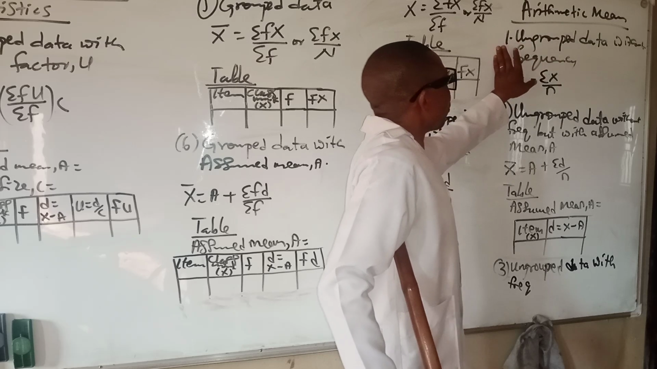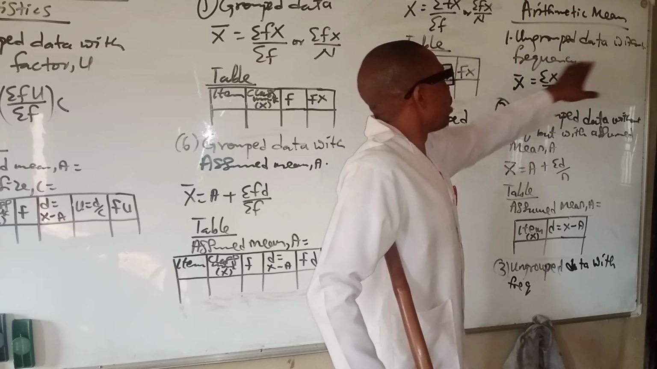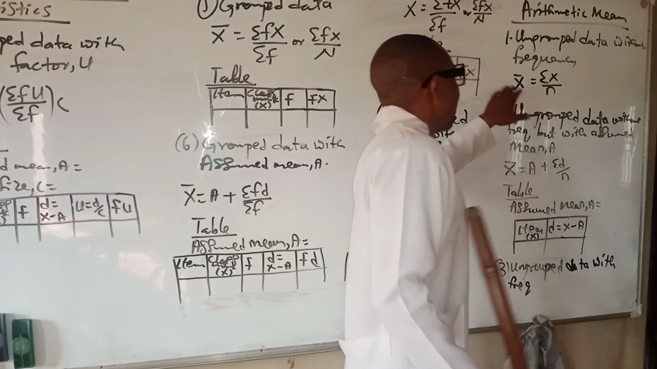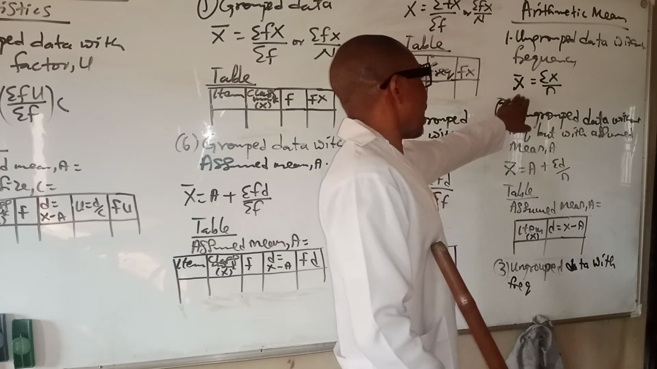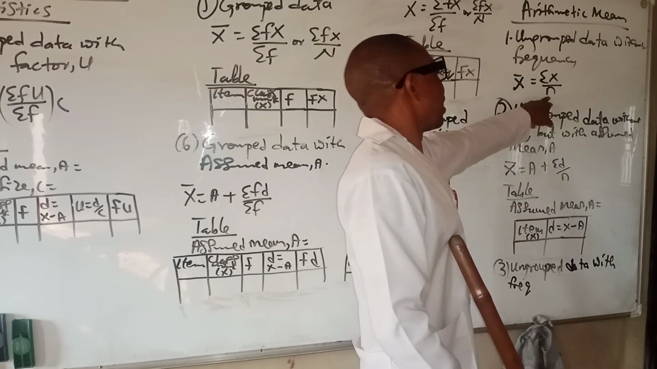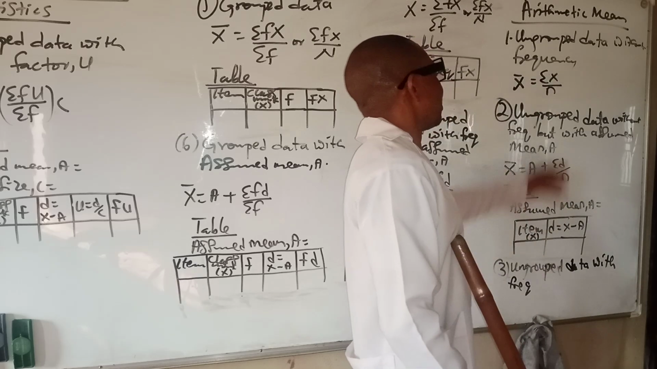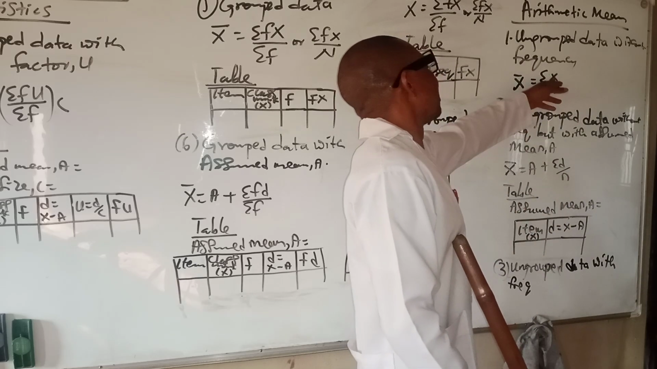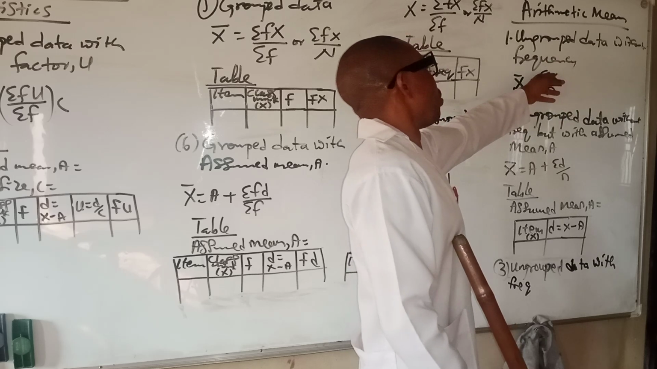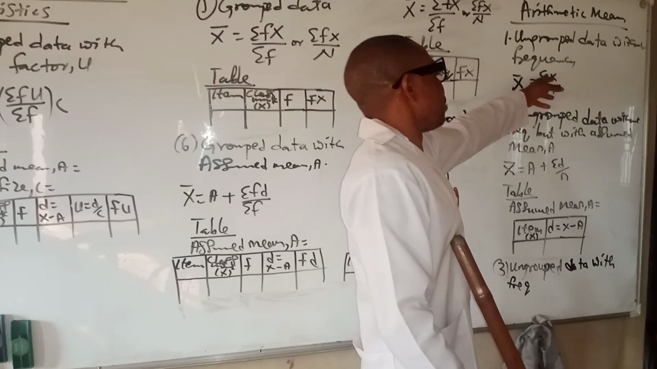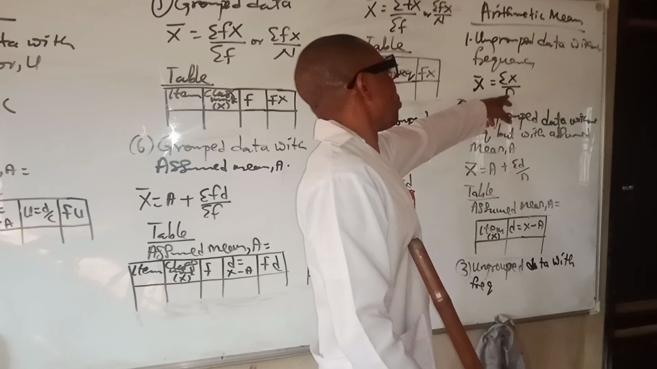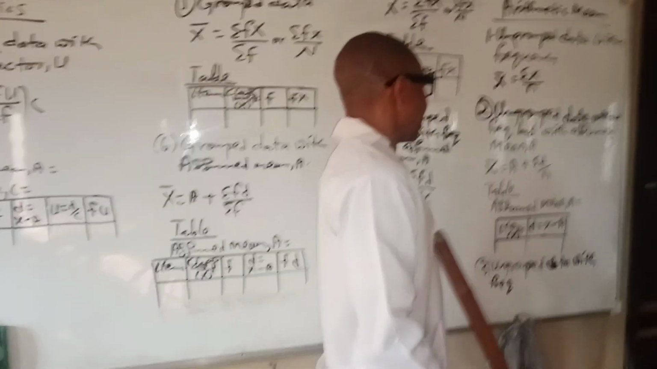The first one is ungrouped data without frequency. The formula for calculating it is x bar equals summation x all over small n. X shows data displayed or information gathered. Summation, sigma, means summation. Small n shows the number of data displayed.